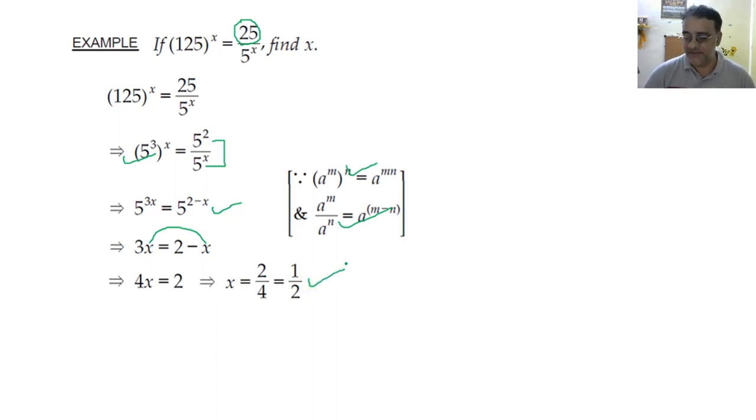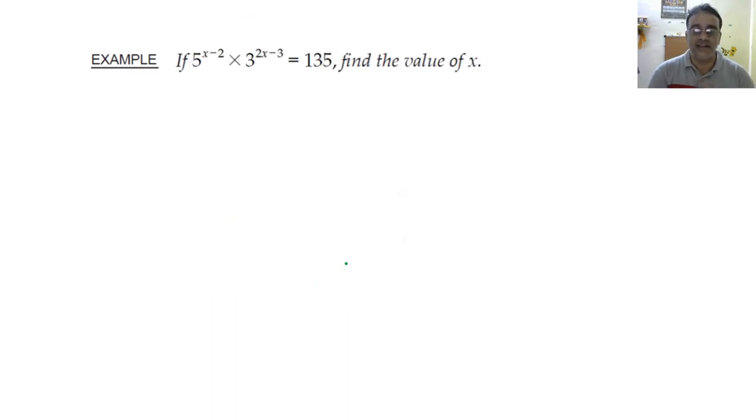Any doubt in this question? No, sir. Okay, now the last question. This is the last question of today's session. 5 to the power x minus 2 into 3 to the power 2x minus 3 is equal to 135. Now see carefully, we have two different bases here, 5 and 3. So in this type of question, we will convert this also into the form of bases 5 and 3. So 135, we will do the factorization. So how will you write it in terms of powers of 5 and 3?